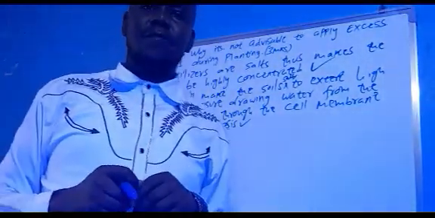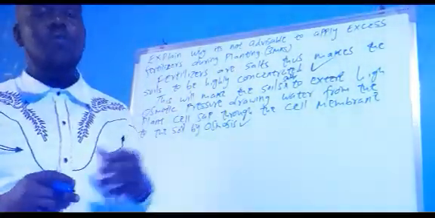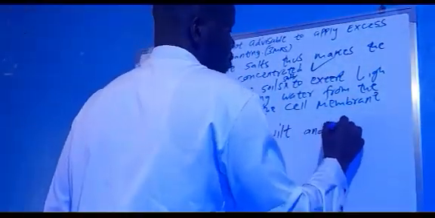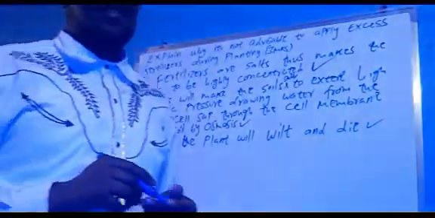Where do we get our third mark? It's about the end result or our observation that we will see. We will check that this plant will wilt and definitely die. Thus, the plant will wilt, or it will lose excess water, making it to wilt and definitely die. That is where you get your third mark.